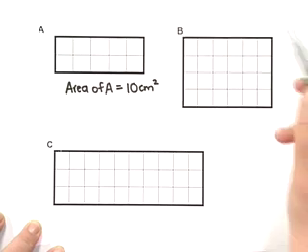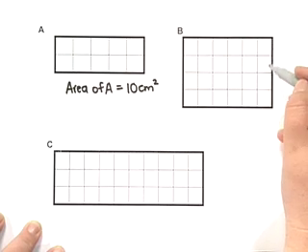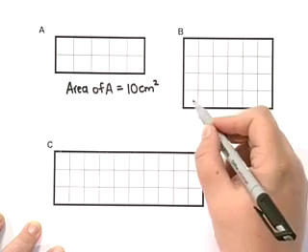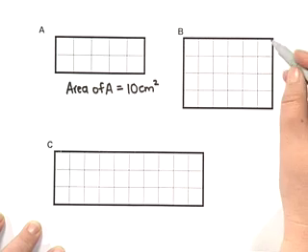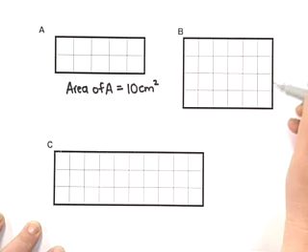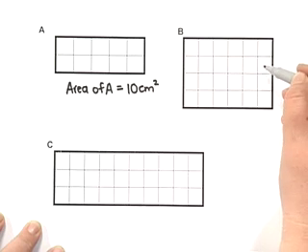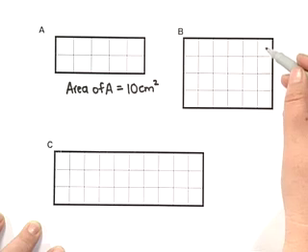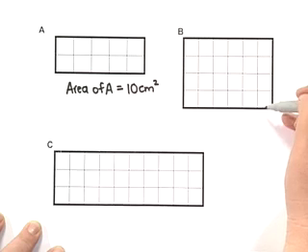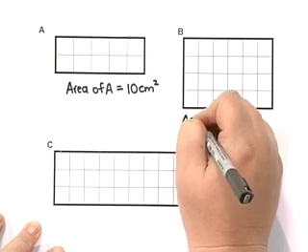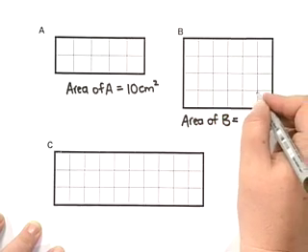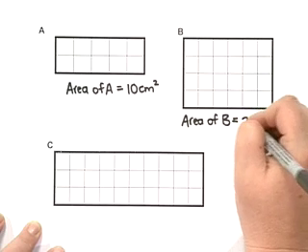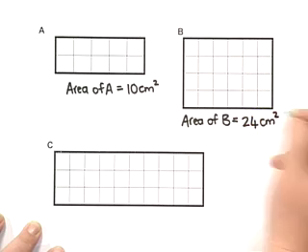What about B? The width of B is 1, 2, 3, 4, and the length of B is 1, 2, 3, 4, 5, 6. So length is 6, width is 4. How many tiles do you think we used? Well, 6 for this row and 6 for this row, and so forth. So it will be 6, 12, 18, 24. So if we look at B, we can say the area of B is equal to, remember these are square centimeter tiles, so it's 24 square centimeters.